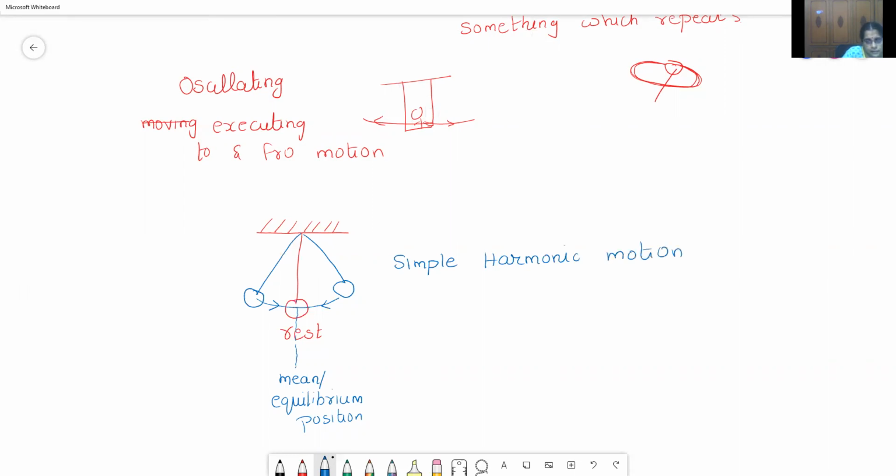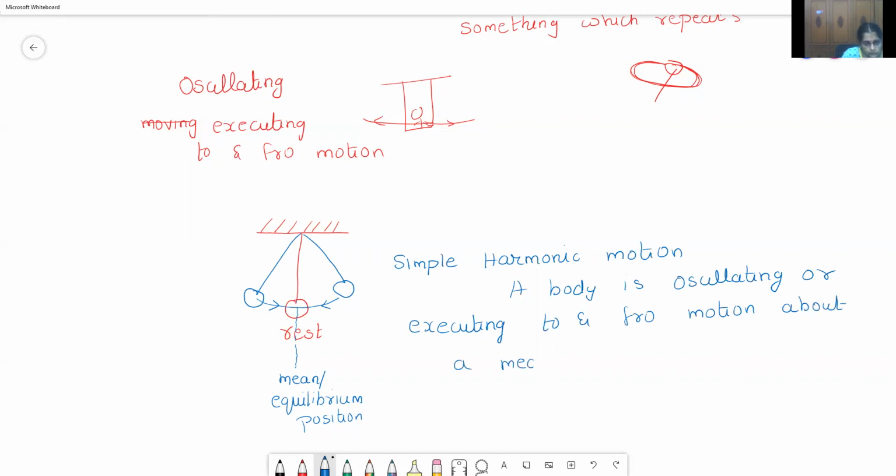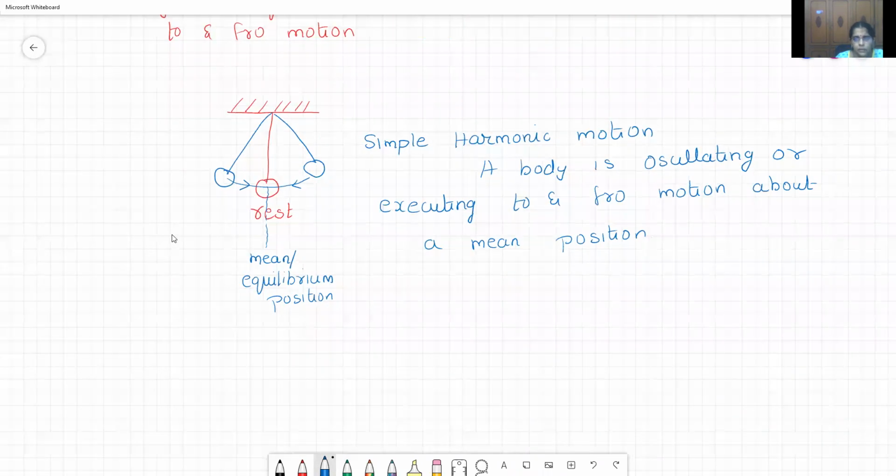So what is happening here? A body is oscillating or executing to and fro motion about a mean position. This is the basic, simple definition. We are not going too technical in it. Now let us go a little bit deeper.